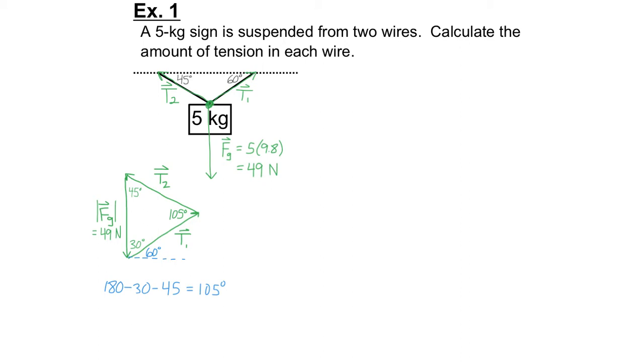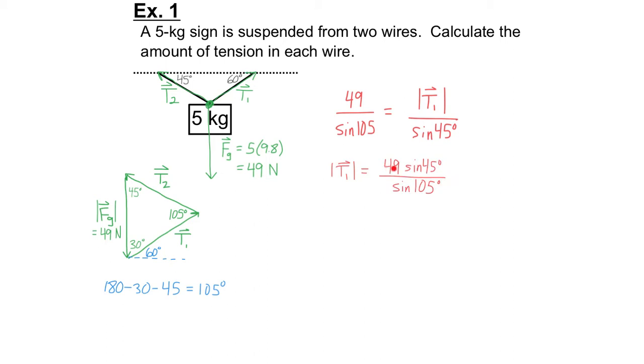Now, I'm going to use the sine law here because I know an angle and its opposite side. So let's set it up to find the tension in the first wire, T1. 49 over sine 105 equals the magnitude of the tension in the first wire divided by sine 45, because those match up opposites. Cross multiply and divide. So I get 49 sine 45 divided by sine 105, and that ends up being around 35.9 newtons.